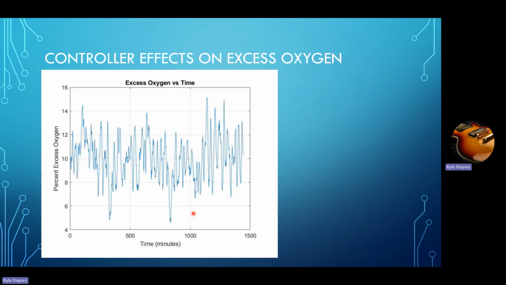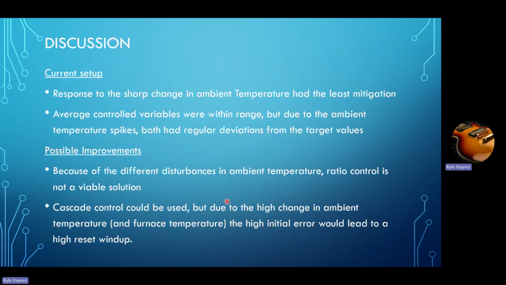And there are a few reasons as to why we could have had those spikes. And so just to reiterate again, the response to those sharp changes in ambient temperature had the least mitigation, which we will show what the ambient temperature spikes are later. And then the averages of these control variables were within our constraints, but did have those deviations, which could possibly be improved.